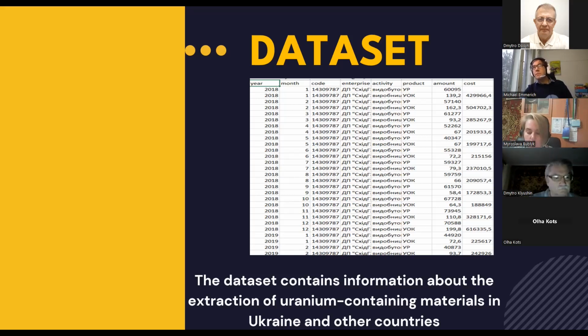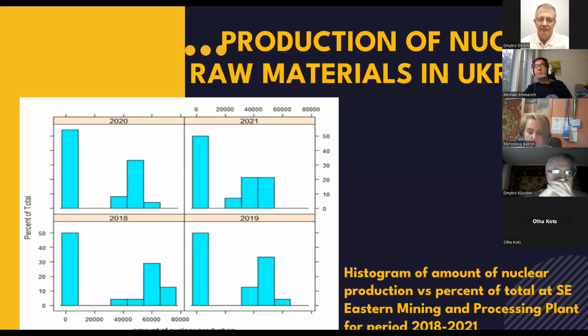in the world, among which it is in the top 10, and it's also the largest in Europe. This histogram depicts the dependence of nuclear fuel and waste production in 2018-2021 in Ukraine. We use this histogram to represent tabular data on the extraction of uranium-containing materials at the Eastern Mining and Processing Plant, with the aim of approximating the distribution of numerical data. A diagram consists of rectangles without gaps between them.